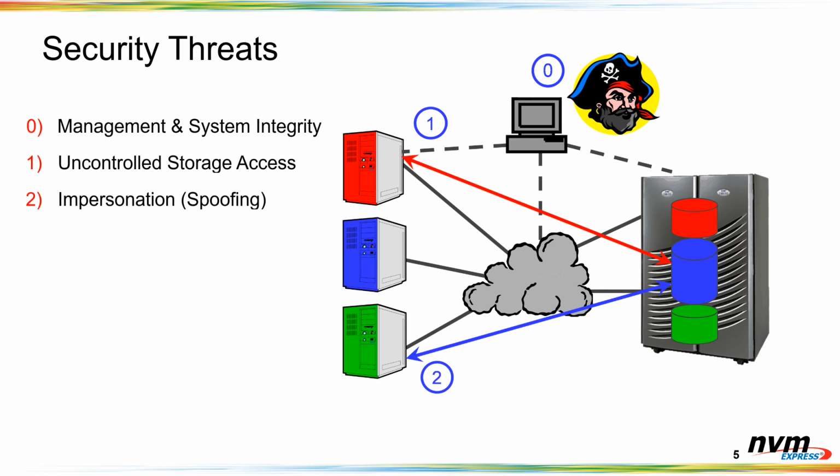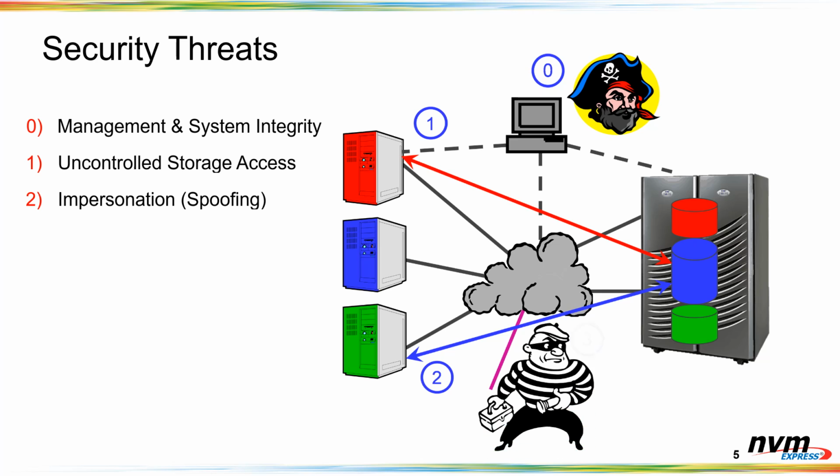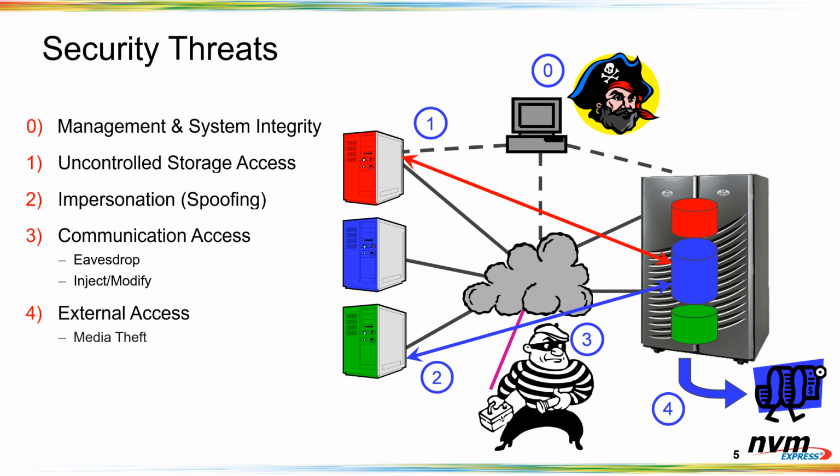Then we have impersonation. The green server decides it feels like being blue today and accesses blue storage as if it were the blue server. This is sometimes called spoofing. The third threat is this nefarious character comes along, gets access to whatever this cloud is, and is able to see and perhaps modify all of the traffic going back and forth between the servers and the storage. And finally, the storage itself might grow feet and walk off with a little bit of five-fingered help from somebody. Media theft and other access all fall into this threat category.